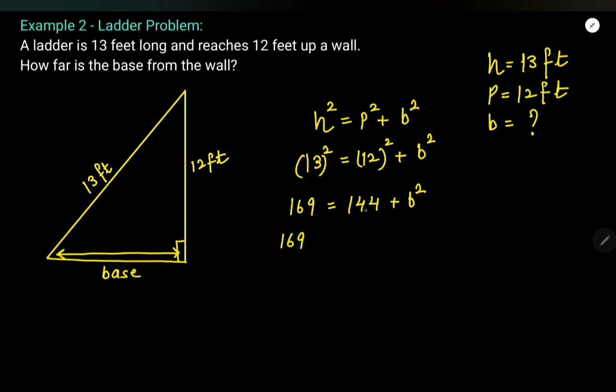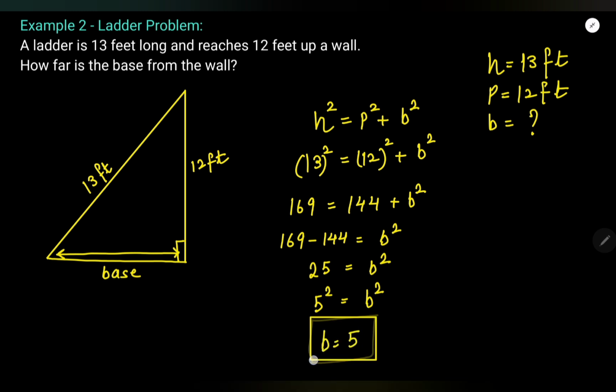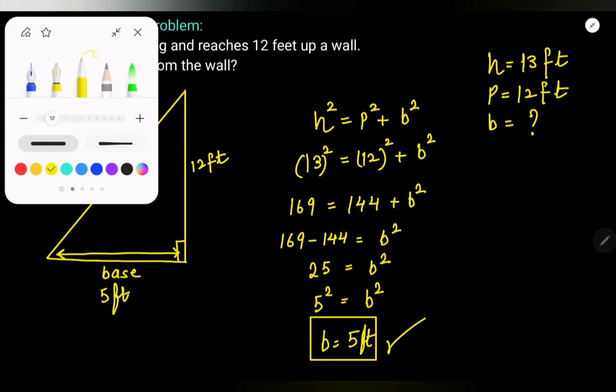Now 144 will go to his family member because he is missing. So 169 minus 144 is 25, which is equal to b square, and 25 is what? 5 square. 5 square is equal to b square, that means b is equal to 5, and we are done. So what is base? Base is 5 feet. Here I should have written the unit as well. Never forget to write the unit. So base is 5 feet.